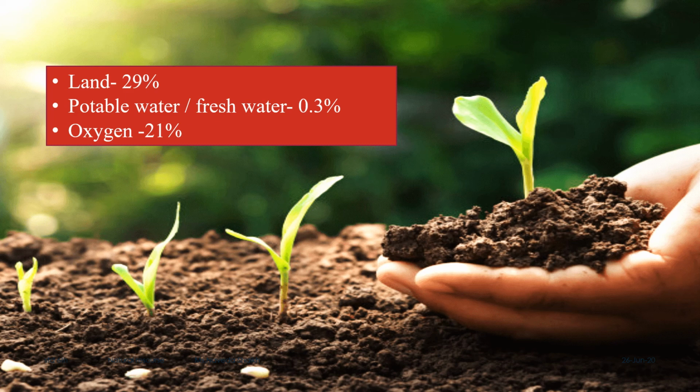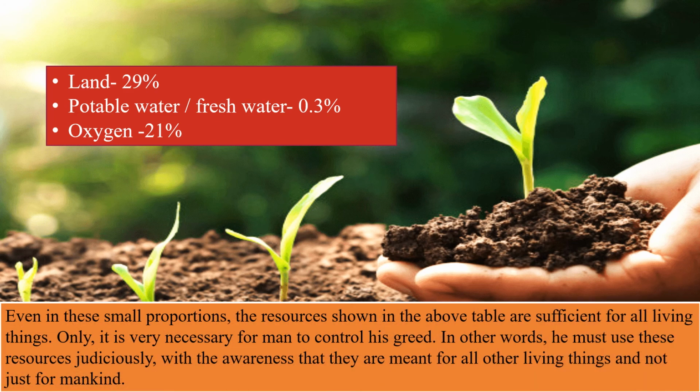Okay, so these are very small numbers, but even in a small proportion, the resources shown in the above table are sufficient for all the living things, right? Because we are living with only these resources since so many thousands of years, right? So the only important thing that you need to keep in mind is it is very necessary for man to control his greed. Means if we keep using the natural resources in so many ways that we exploit them, we are tending to disturb the entire ecosystem.